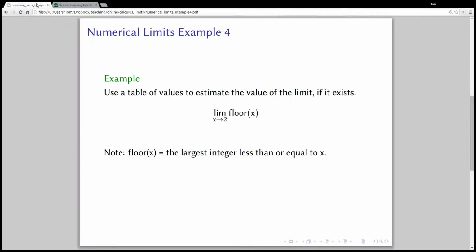So going back to the original problem, the only conclusion that we can make right here is that the limit as x goes to 2 of the floor function does not exist. That's the best that we can say.